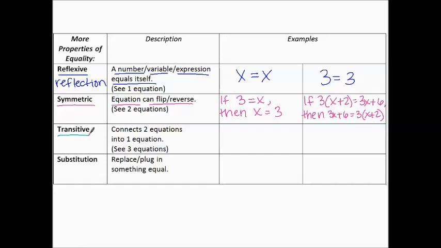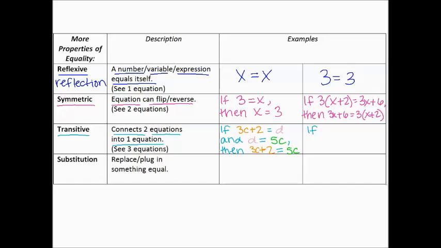Let's take a look at the transitive property. The transitive property connects two equations into one equation. So for example, if 3c plus 2 is equal to d and d is equal to 5c, then 3c plus 2 must be equal to 5c. This is my transitive property. I'm taking two equations and connecting them into one equation. Notice that both 3c plus 2 and 5c are equal to d, so that means they are equal to each other. Let's look at one more example there.